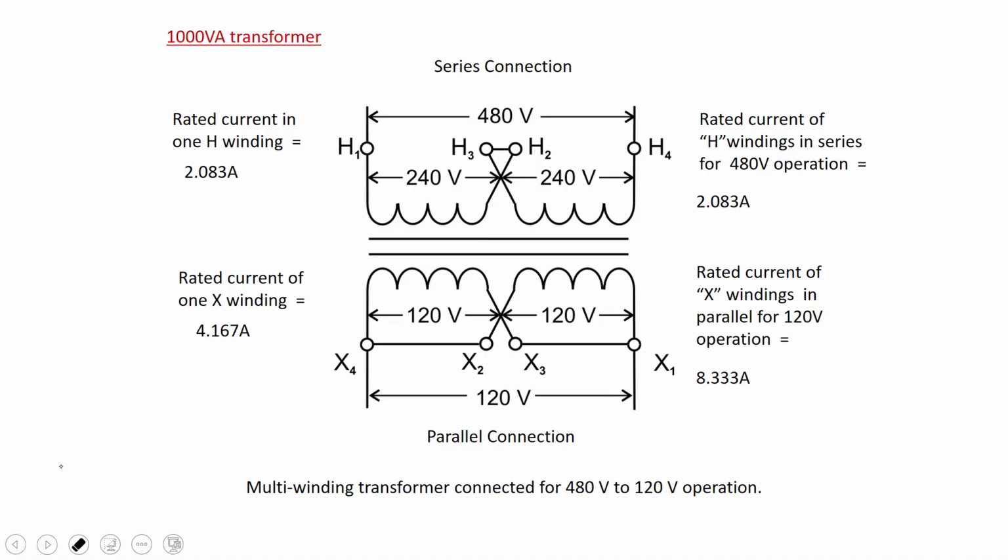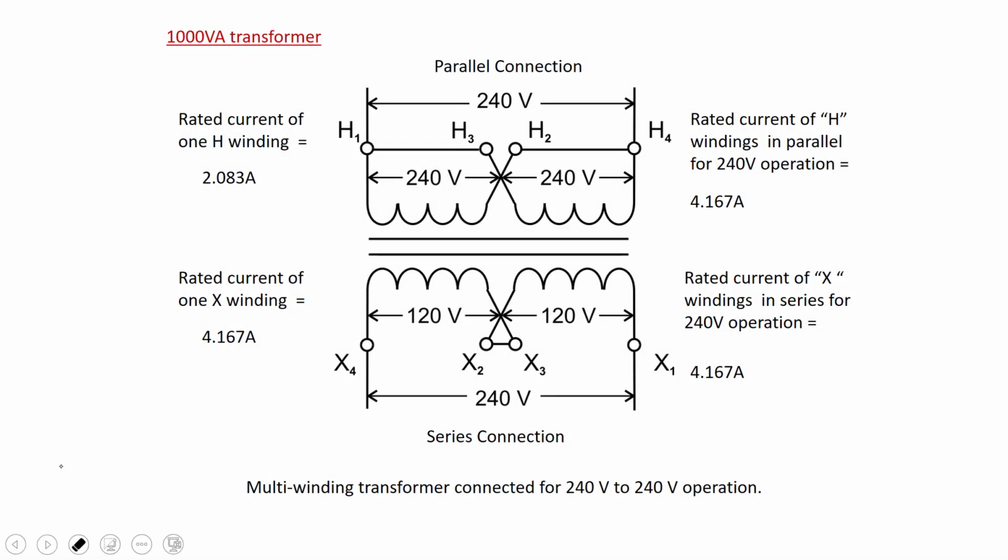Let's go to our next slide here. Okay, so here's having a better look at that again. Now we've done parallel on the H's, and one H winding is rated at 2.083. Because we put them in parallel, the current is now doubled, 4.167 amps maximum current it can draw because we're in parallel. And so that would be for the 240.